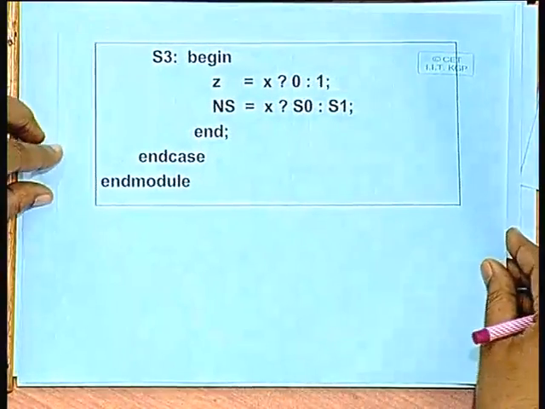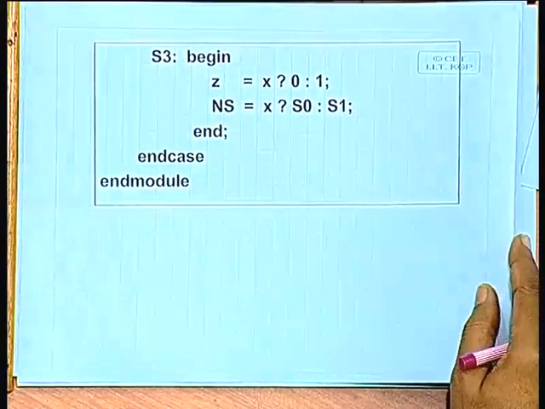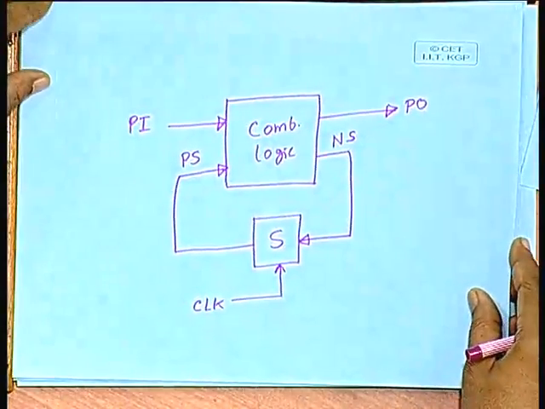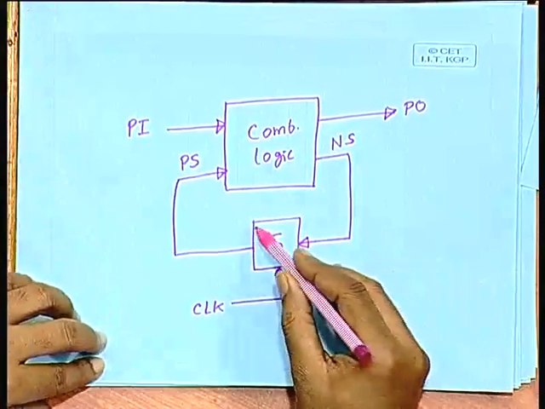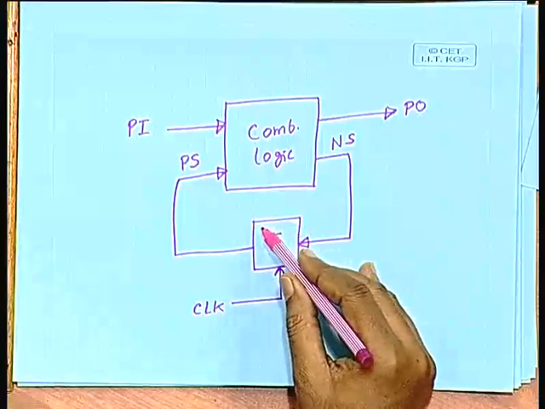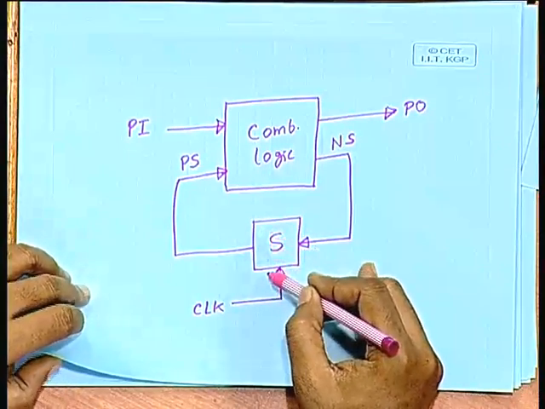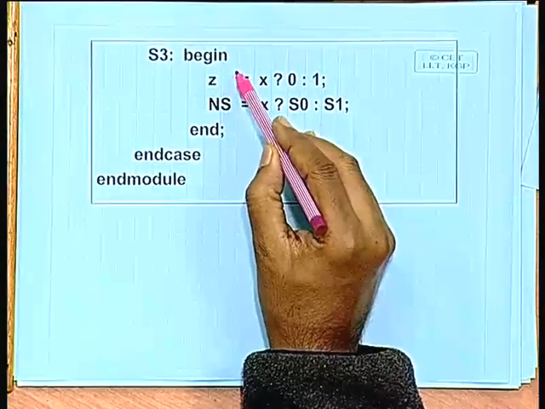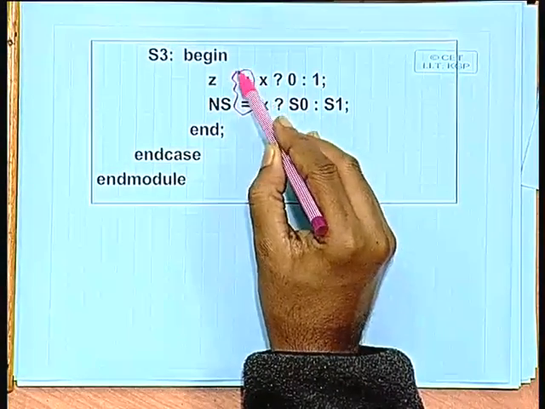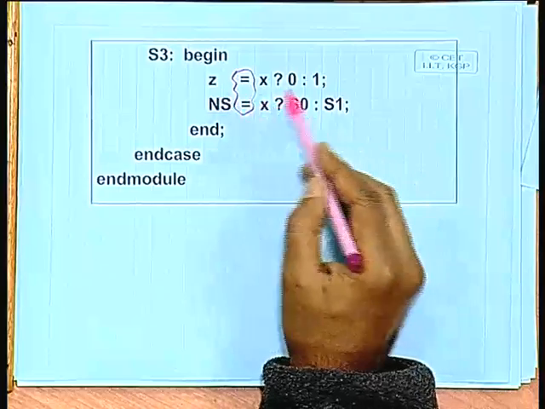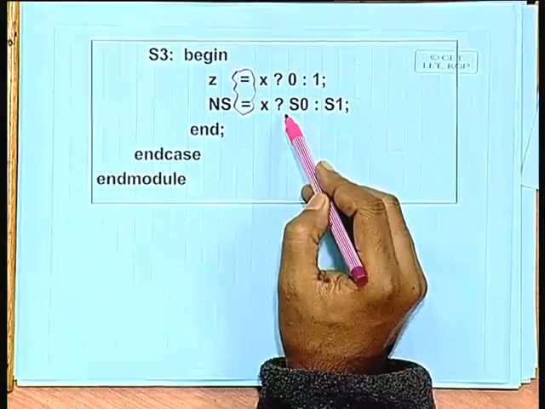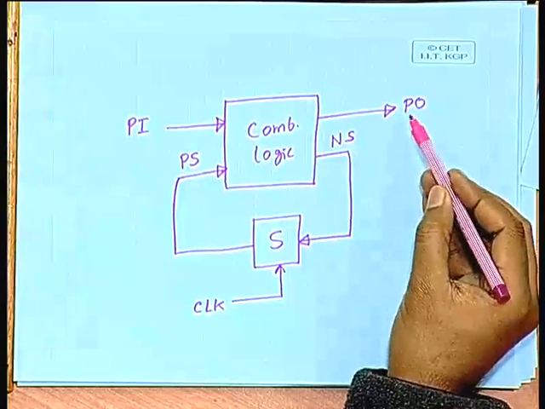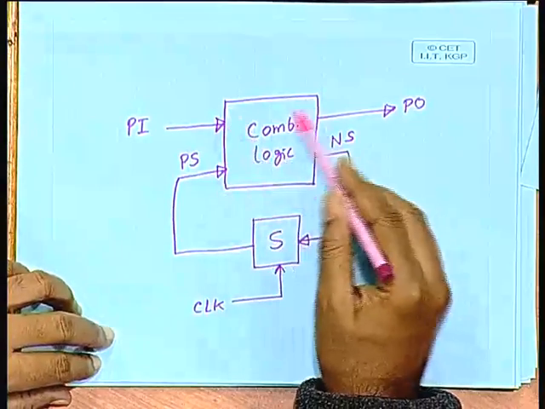So, this is S0, S1, S2 and S3. Actually what we get finally will be a circuit like this, where only the state will be coded as flip flops, and since we have coded the rest as blocking assignments, they will be mapped into combinational logic, not sequential circuits. So, the generation of primary output and next state will be through combinational logic only.